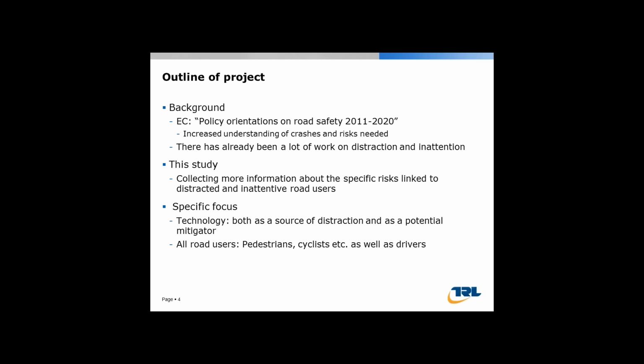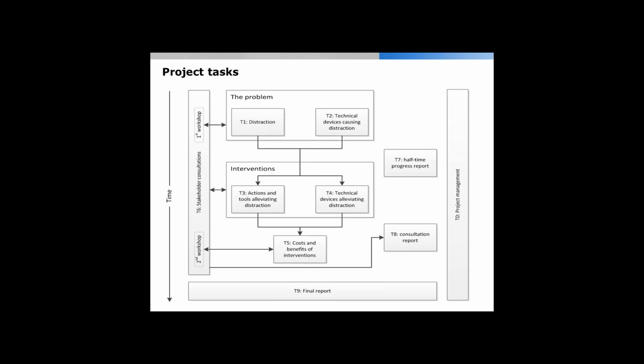The other point of this study, which is perhaps different from others, is that we are focusing on all road users, so pedestrians and cyclists, and their activities and distractions, as well as drivers. So the project has a number of tasks. Task 1 is exploring the concept of distraction and inattention. Task 2 has the specific focus on technical such as mobile phones. Task 3 and Task 4 look at interventions or other measures that might help the situation. And then finally, there's a Task 5 on costs and benefits of the various interventions. And we've also had, as I mentioned, 2 workshops, and there's various reports as output as well.